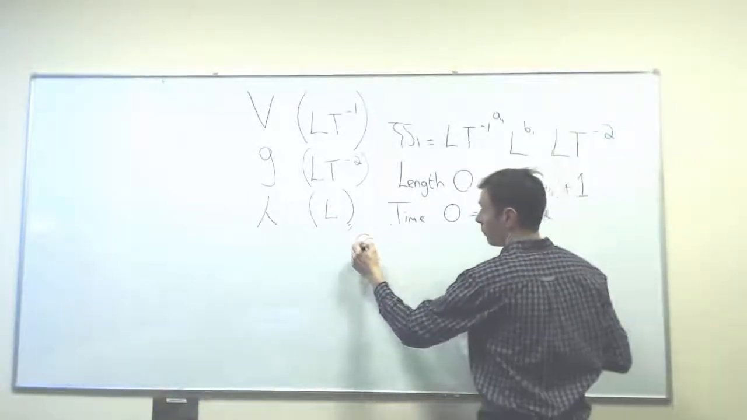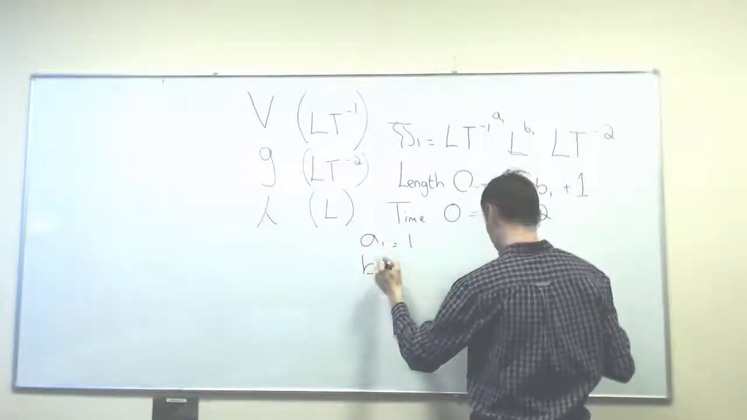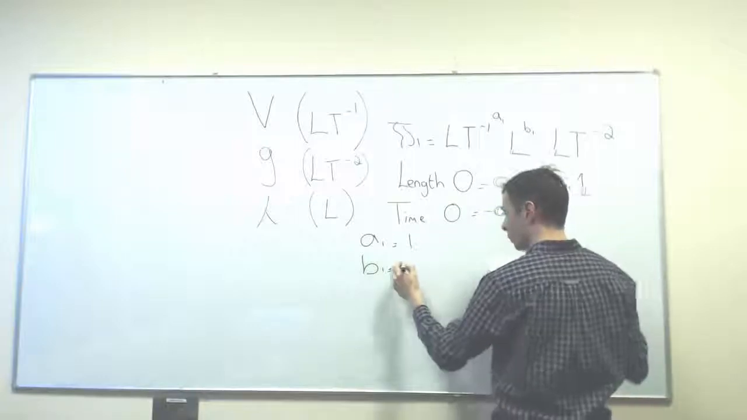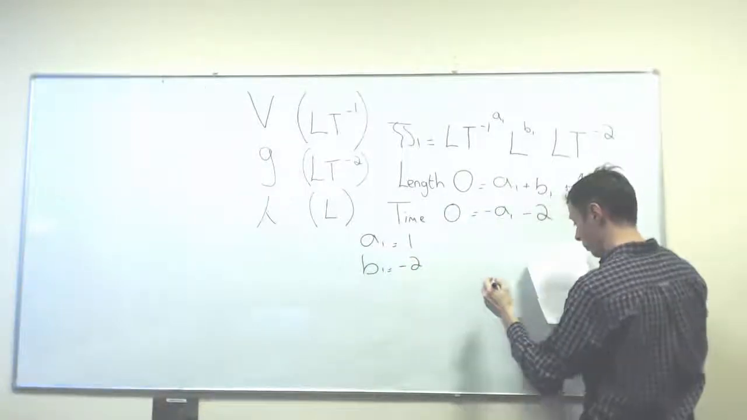So from that, A1 equals 1, U1 equals -2, and we end up with the following dimensionless group.